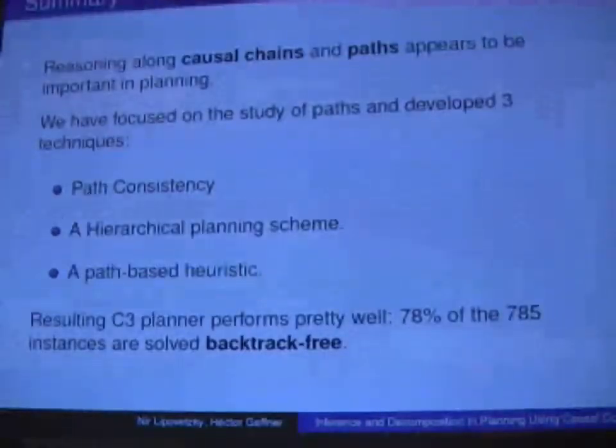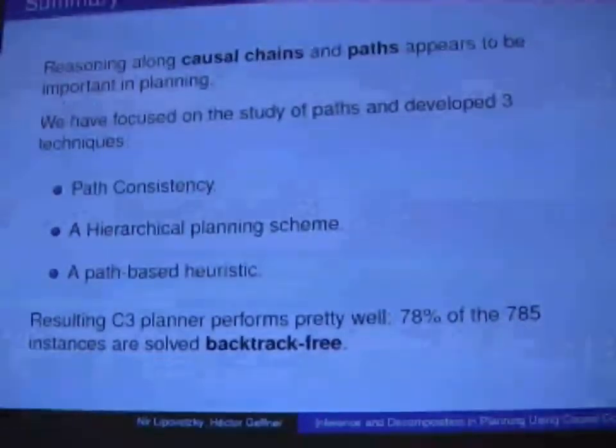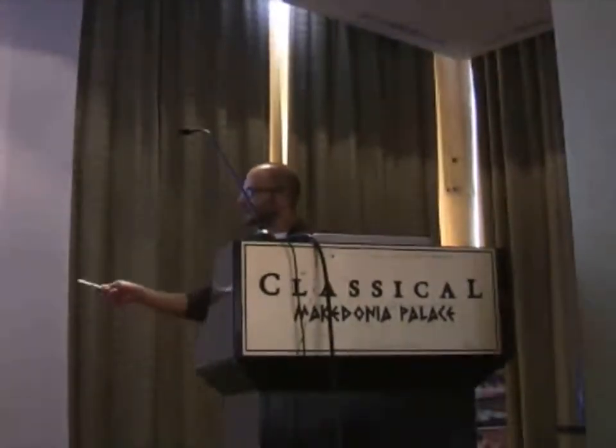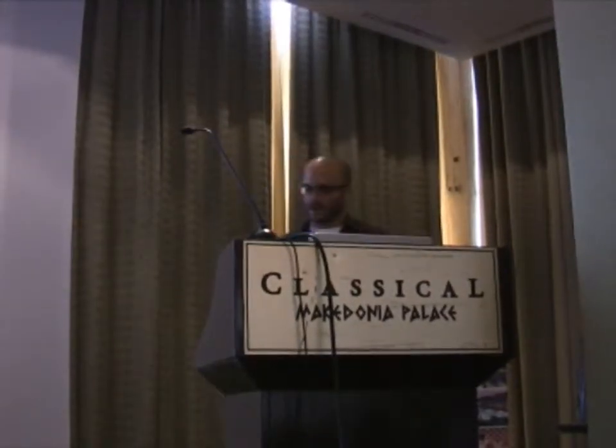So, to summarize, we think that reasoning along causal chains and paths appears to be important in planning. And so far, we have focused on the study just of paths, and we have developed 3 techniques: path consistency, a hierarchical planning scheme, and a path-based heuristic. The resulting planner performed pretty well, solving 78% of the problems backtrack-free.